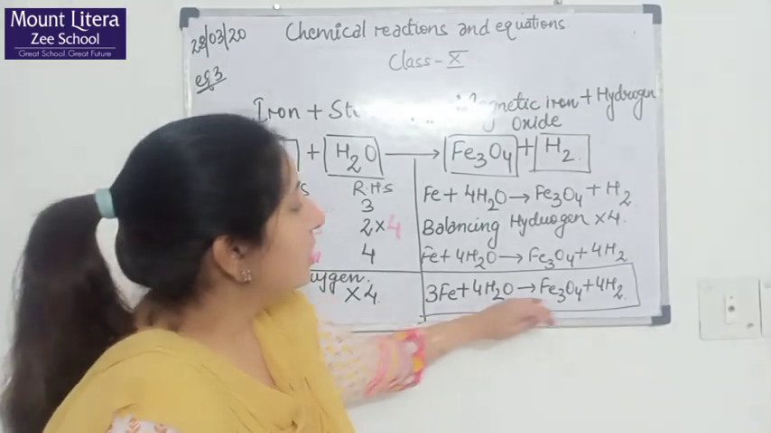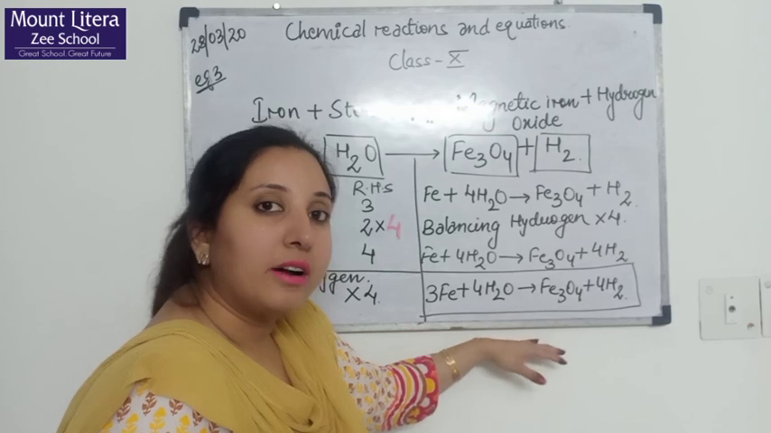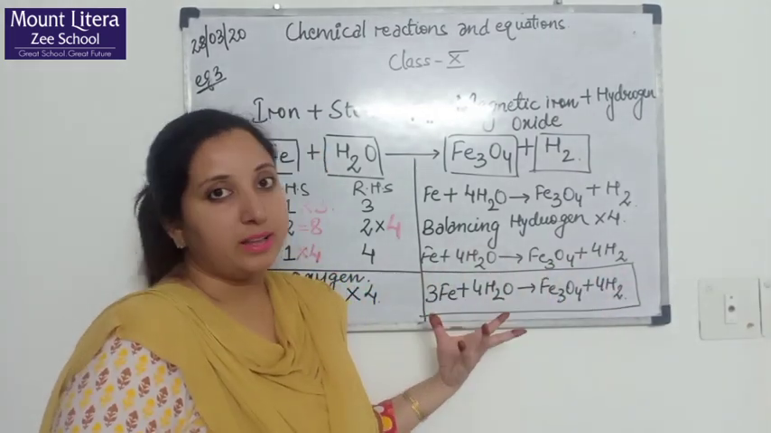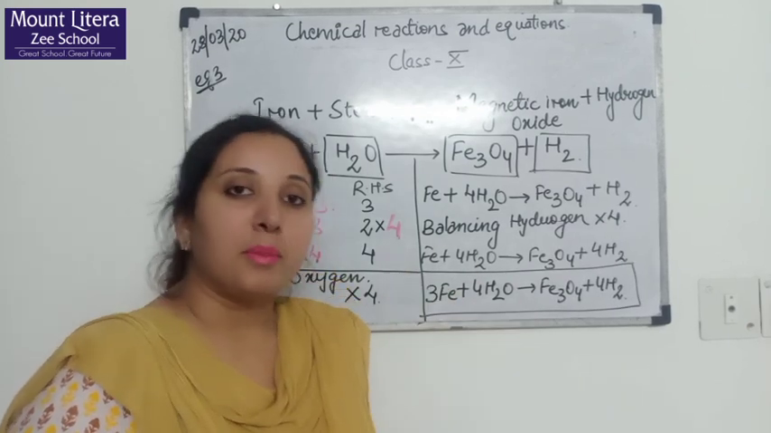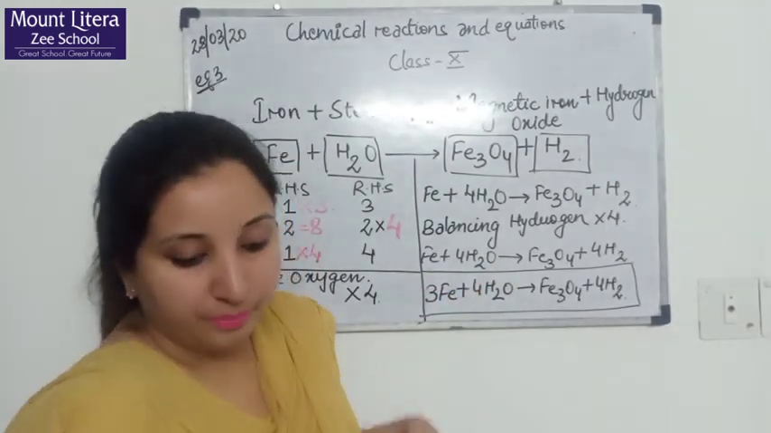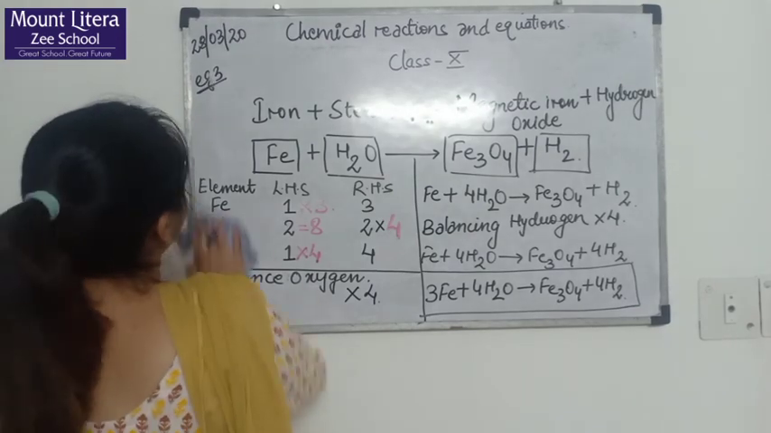If you just compare your LHS and RHS, all the elements are equal on both the sides. Therefore, it is obeying the law of conservation of mass and is known as the balanced equation. Let's move with a few other examples also to make it more clear.